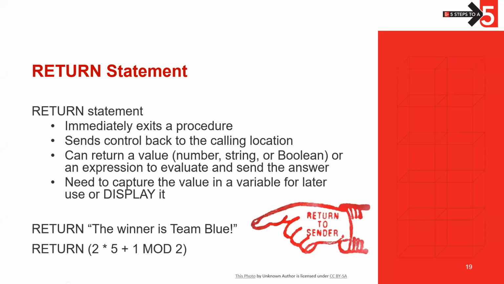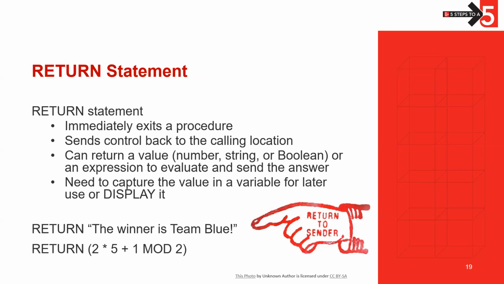But here's where our return statement comes in handy. Sometimes we do want to send values back from our procedure. The return statement immediately exits a procedure. So if you're dividing and you run into a case where you're going to try to divide by 0, check for that, exit the function and send back an error message instead of having your program abort right then and there with an error. It sends control back to the calling location.